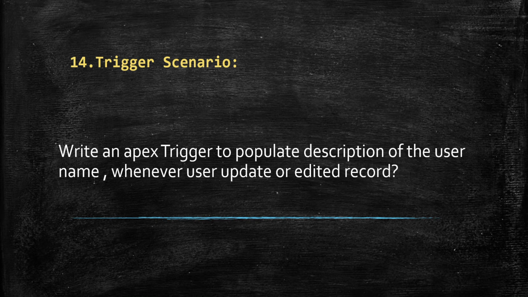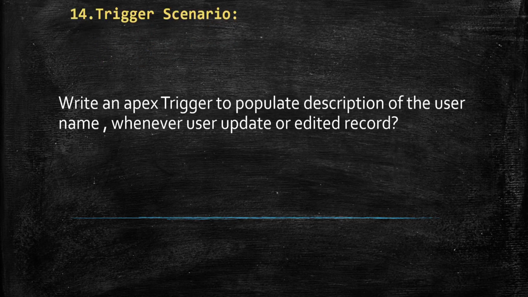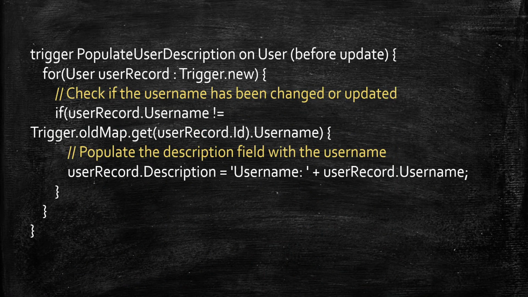Write a trigger scenario, that is, write an Apex trigger to populate the description of the user with the user name whenever a user record is edited. So I wrote that trigger, that is trigger PopulateUserDescription on User, before update, and I check whether the username has been changed or updated. So I wrote an if condition over there. In the if condition, I checked that the user record's username is not equal to Trigger.oldMap.get(user.Id).Username. Populate the description with the username. If it has been changed, then update the description with the username.